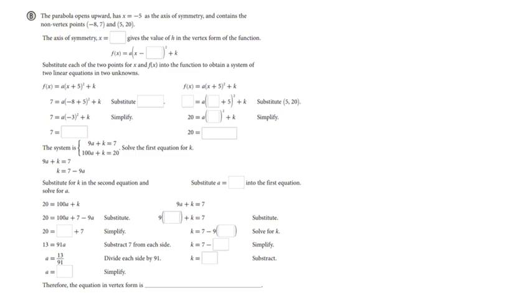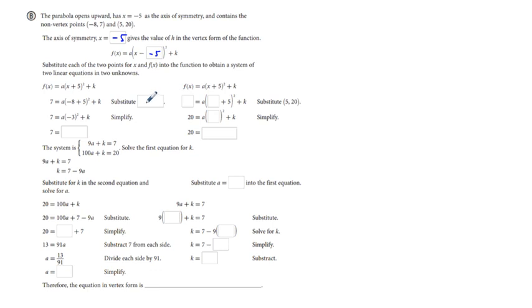Now we have one of these fill in the blank situations. So I'm going to go through this pretty quickly. The parabola opens upward, has x equals negative 5. So x equals negative 5 gives the value of h in vertex form. So we substitute h, we have x minus negative 5 squared plus k.